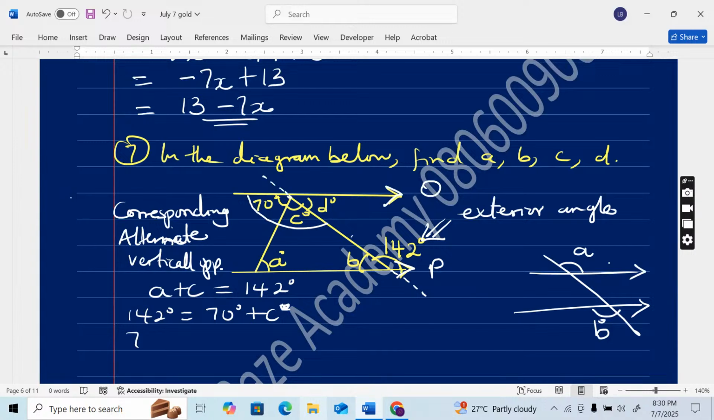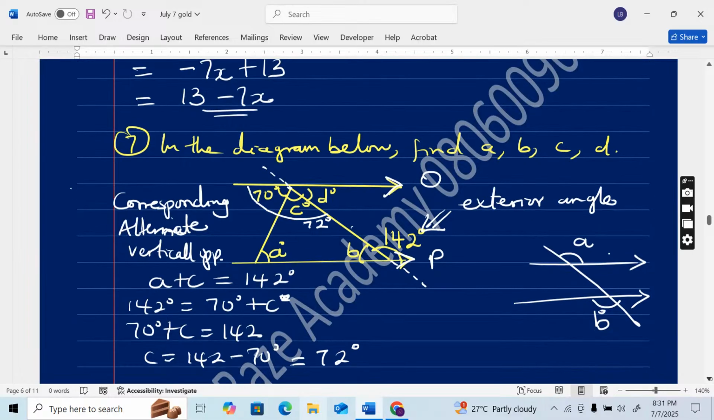So it means 70 degrees plus C will give us 142. So C equals 142 minus 70 degrees, and the value will be equal to 72 degrees. So angle C in the triangle here is 72 degrees.